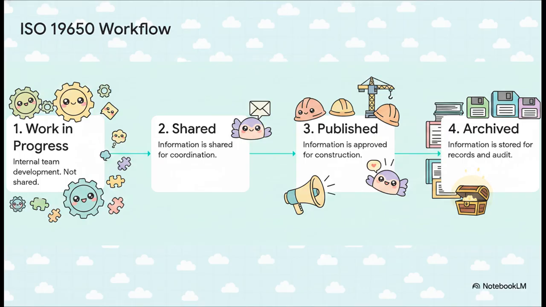And this right here, this is the engine that drives the whole UK process. Under ISO 19650, information has to move through four very distinct stages. It starts in work in progress, where teams can mess around with ideas privately. Only when it's ready does it move to shared, for other teams to see. Once it's approved, it goes to published, where it's ready for construction. This workflow is what prevents unfinished or unapproved data from ever getting used on site.